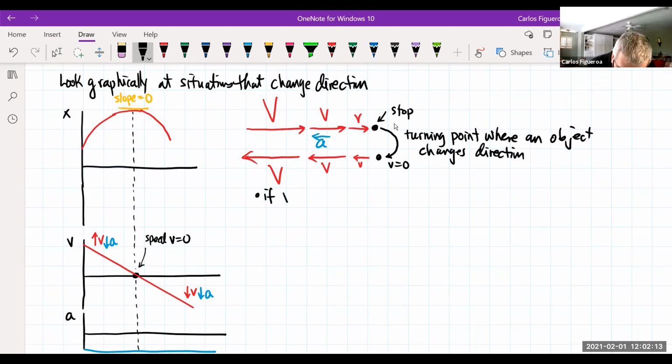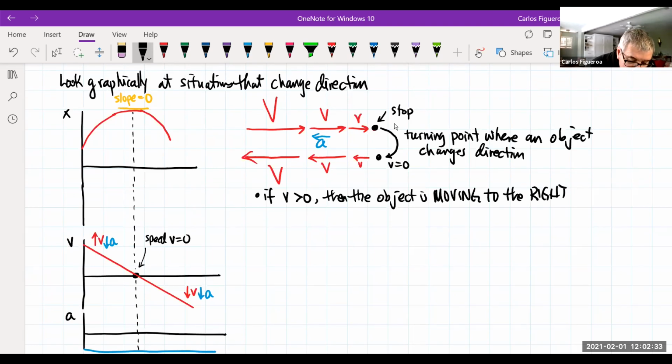If velocity is positive, then the object is moving to the right. So look at this. How do I know that this thing is moving to the right? Because look, it has a positive value right here.